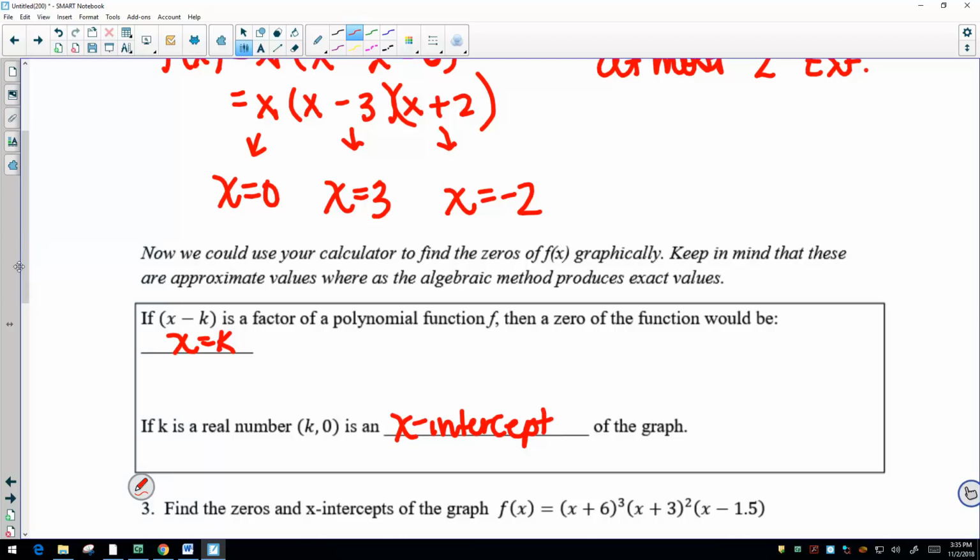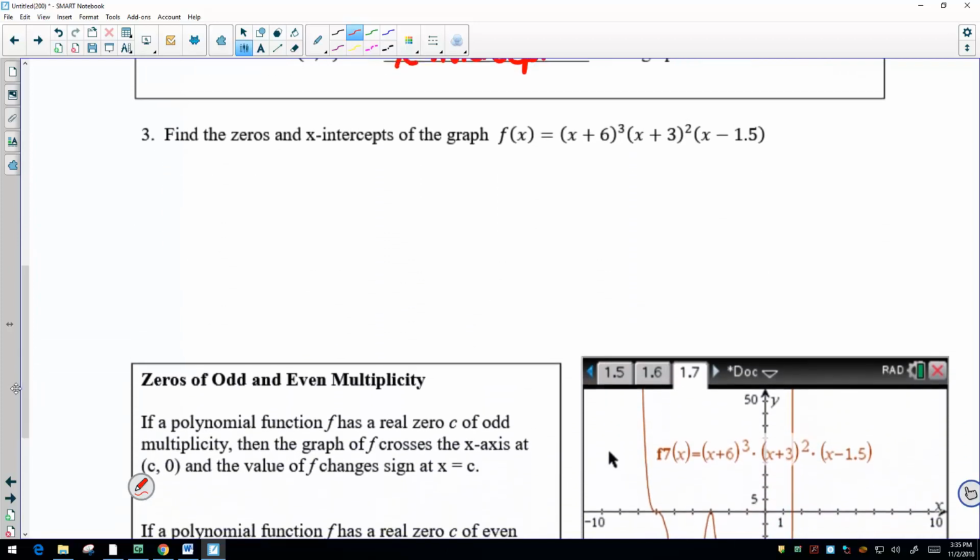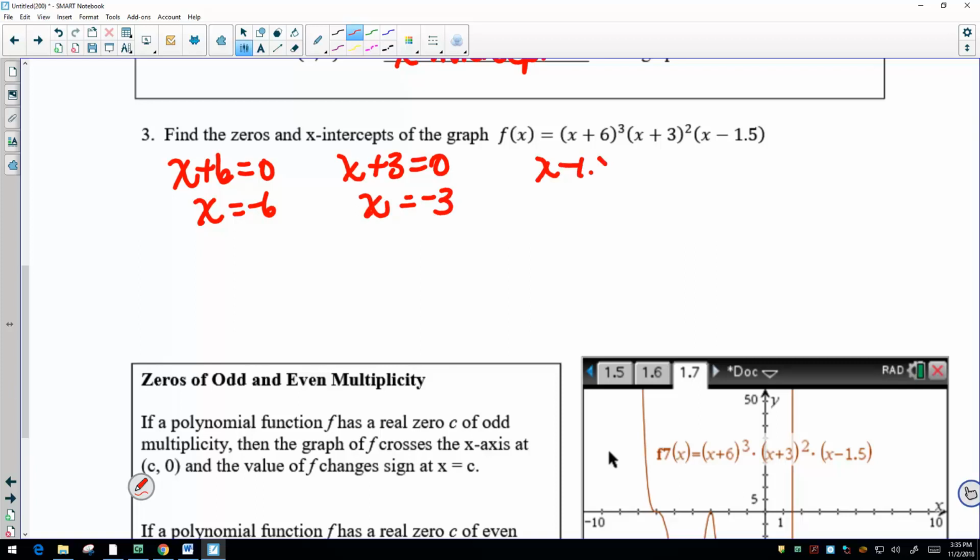Okay. So this function below is actually already factored out for us, which is kind of nice, but this gives us a chance to take a look at something else. So if I wanted to just find the zeros, we set each of the factors equal to 0. So I have 1 zero here at negative 6. Set that equal to 0. I have 1 zero here at negative 3. Set this equal to 0, and I can see I have 1 zero at x equals 1.5. So these are our zeros.